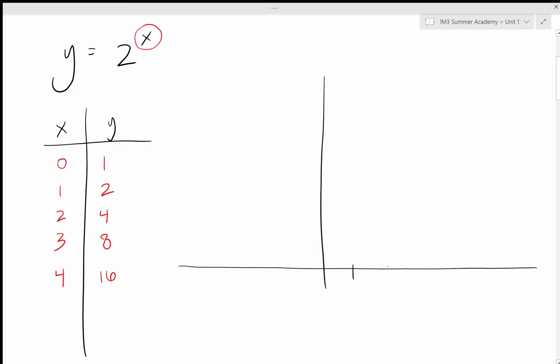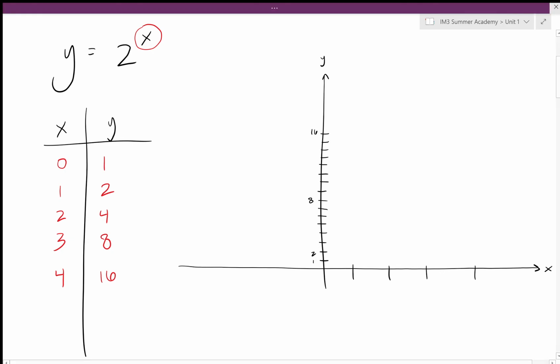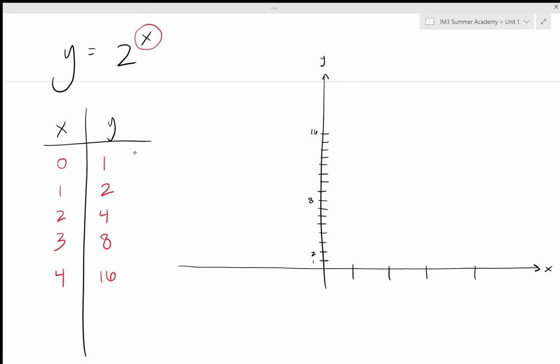So x value is 1, 2, 3, 4. And I'm going to leave the y-axis alone for right now, just because these numbers are going to get very big very fast. Let's see. Well, actually, I'll put some: 1, 2, 3, 4, 5, 6, 7, 8, 10, 11, 12, 13, 14, 15, 16. So that was 16. This was 8 right there.